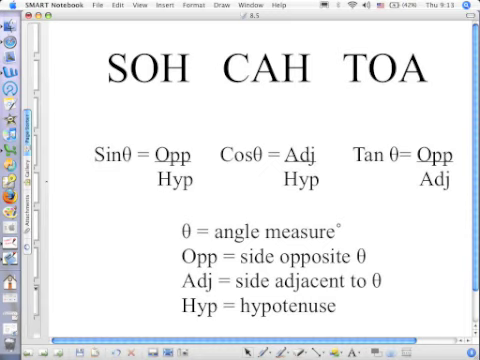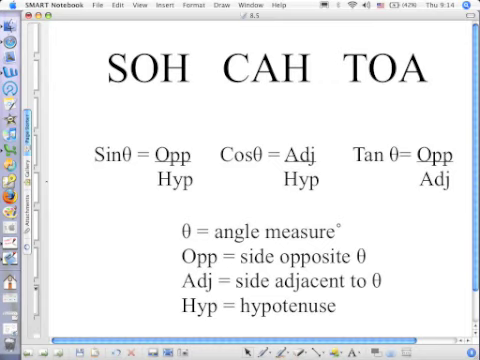So what if it's not side lengths that I'm working with, but there are angle measures? I'm either looking for an angle or I'm looking for a side, but I don't know two of the other sides. All right, well, I need another way of solving this. These are called trigonometric functions, or for short, trig functions. And SOH CAH TOA is a way of remembering how the functions go.